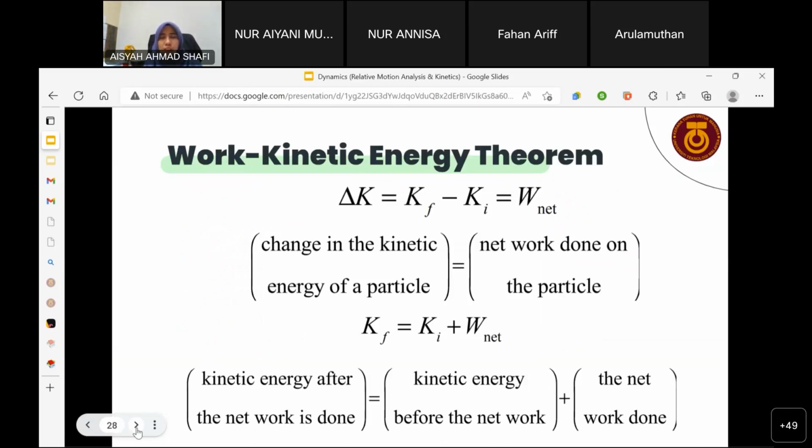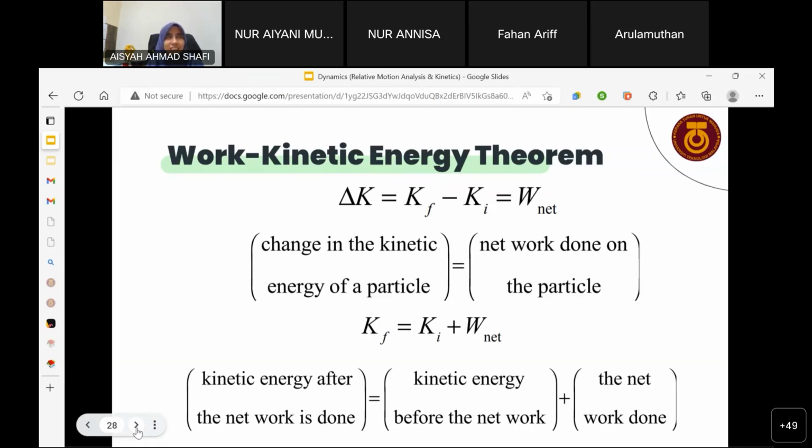Okay, work kinetic energy theorem. So, we can consider that the change in the kinetic energy of the particle is the same as the net work done on the particle, and the kinetic energy after the net work is done is the same as the kinetic energy before plus the net work done.